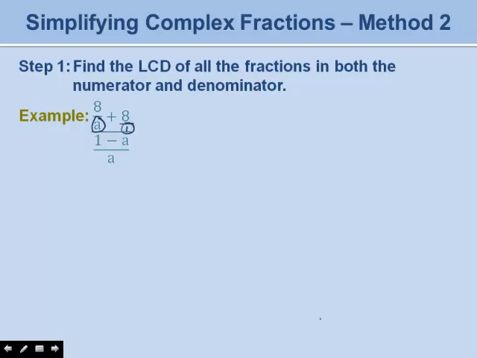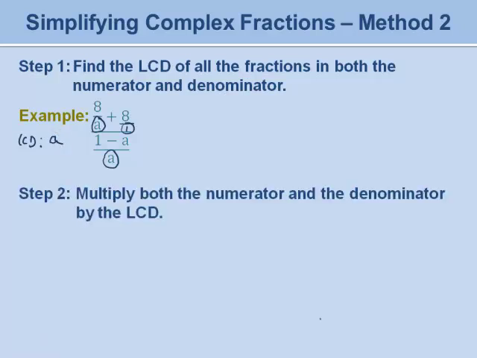8 over a, we have an a here. For 8, we have an understood denominator of 1. For 1 minus a over a, we have a denominator of a. So the LCD of these three rational expressions would be a. What we're going to do with that LCD is that we're going to multiply each different term in both the numerator and the denominator by that LCD.